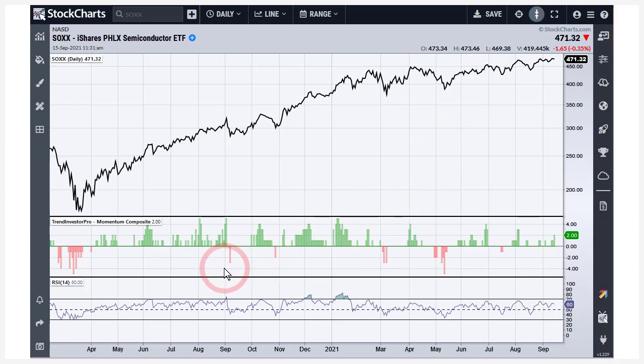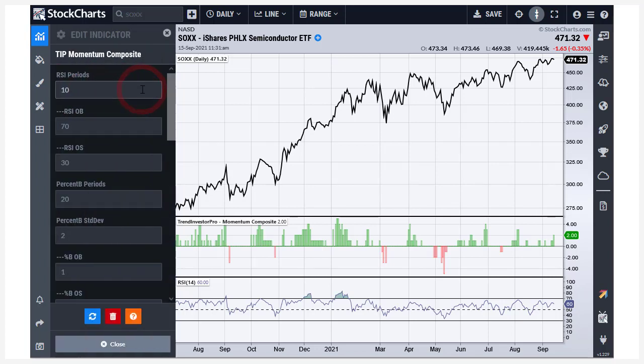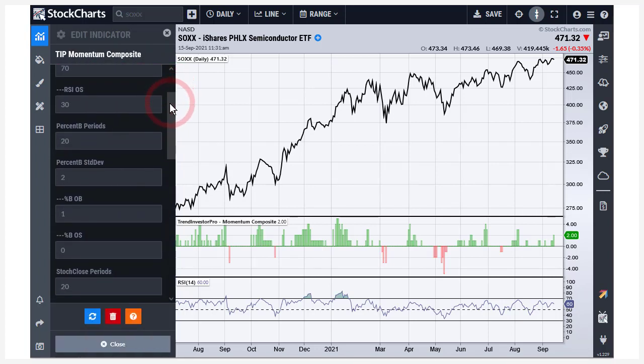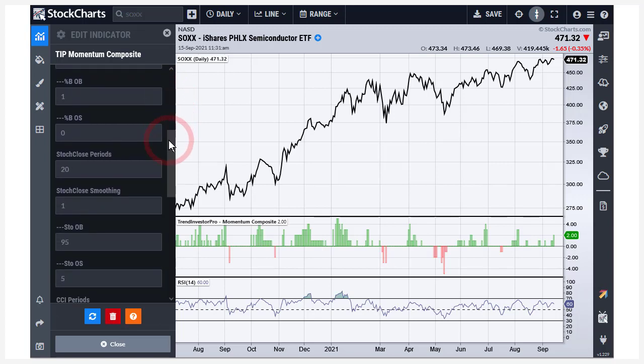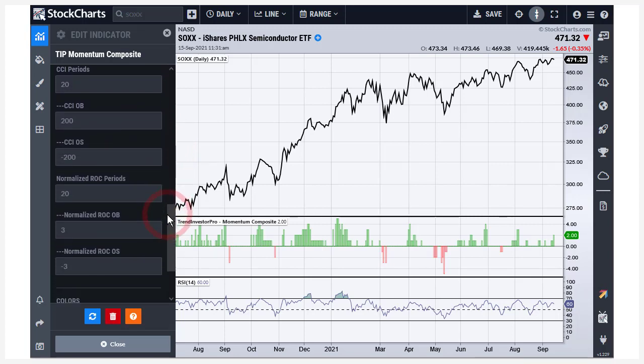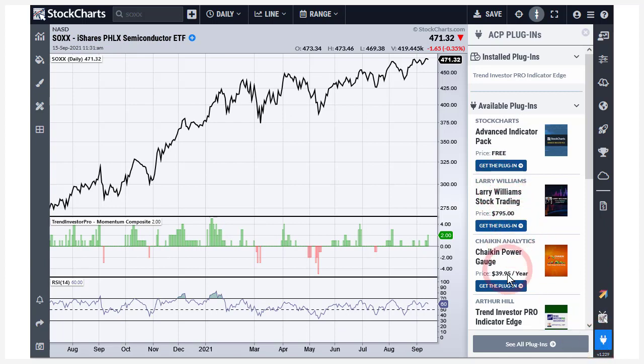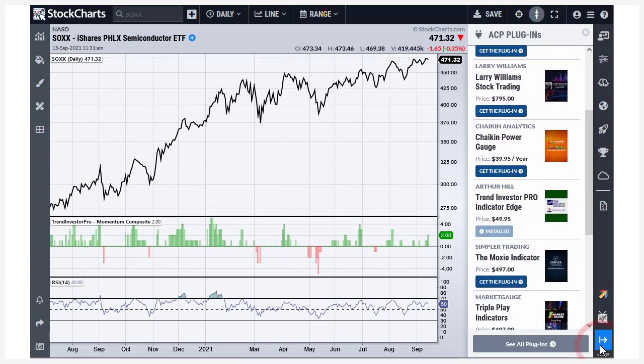And so when 3 of these indicators become oversold, and if you want to know which indicators are in there, I'll reopen that. You can open this to the left. This is a Trend Investor Pro Indicator Edge plugin available for StockCharts ACP. And there are the 5 indicators: RSI, %B, SOXX close, shorter term, we have the CCI, and we have the normalized ROC. And if you want to know any more about these indicators, in the bottom right, there's a link for the plugins, and there you can find information on this plugin.